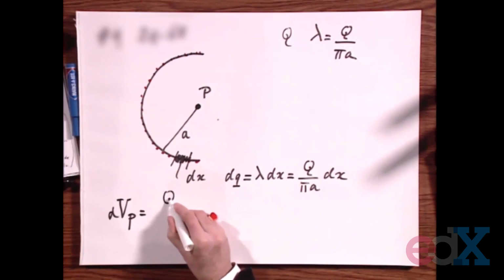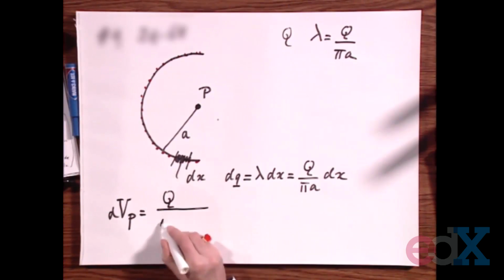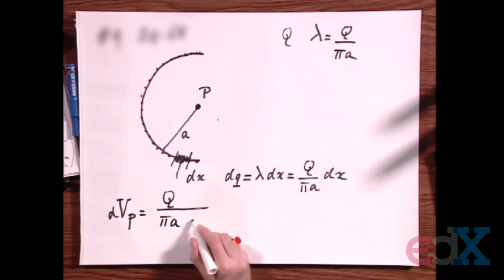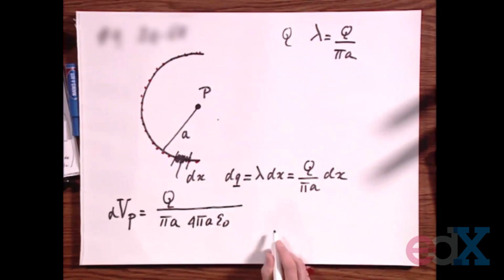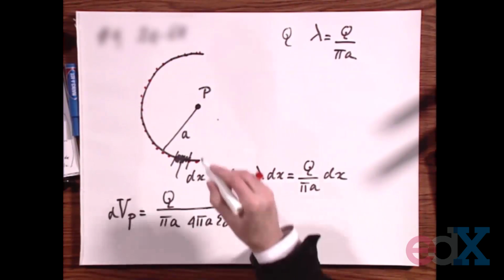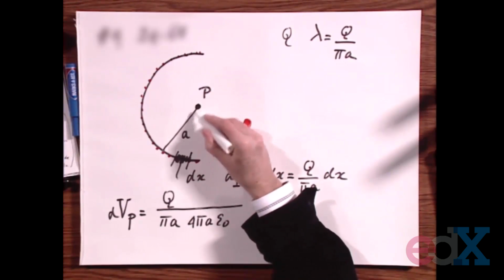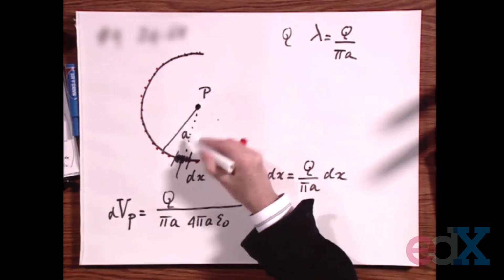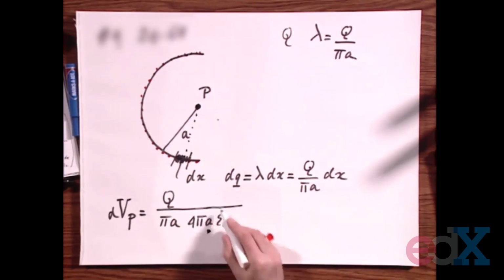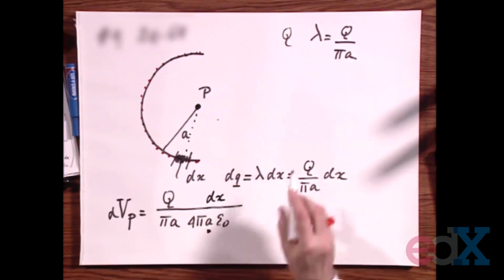Q divided by pi a divided by 4 pi a epsilon 0. Remember, it's 4 pi epsilon 0 r. R is the distance from the charge to that point P. We've seen that in our previous problems. So that's why this a is there, times dx.